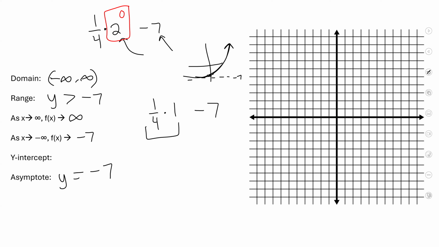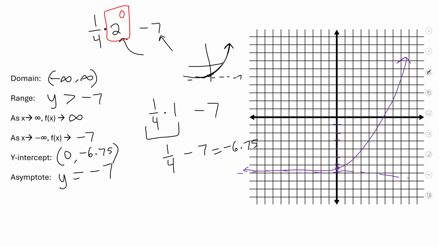What is this? Just 1/4? What's 1/4 minus 7? What'd y'all get? -6.75. So 0, -6.75. So if I were to graph it, I'll go down here and put my asymptote. 1, 2, 3, 4, 5, 6, 7. There you go. And my y-intercept is between -6 and -7. And there you go.